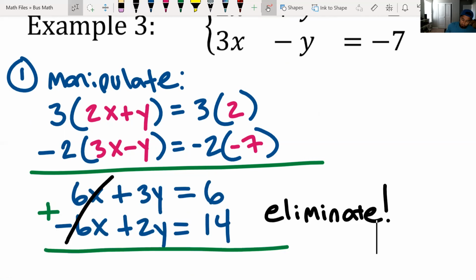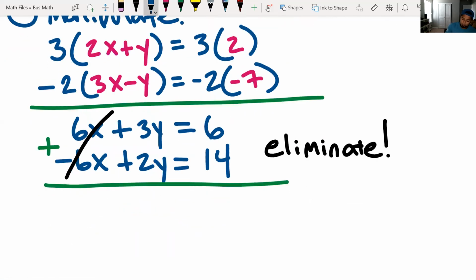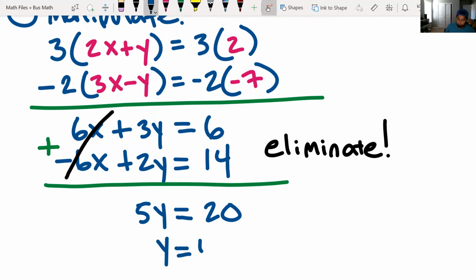All right. And now you have 3y plus 2y, which gives you 5y equal to 6 plus 14, which gives me 20. Now, divide by 5, and y equals 4.